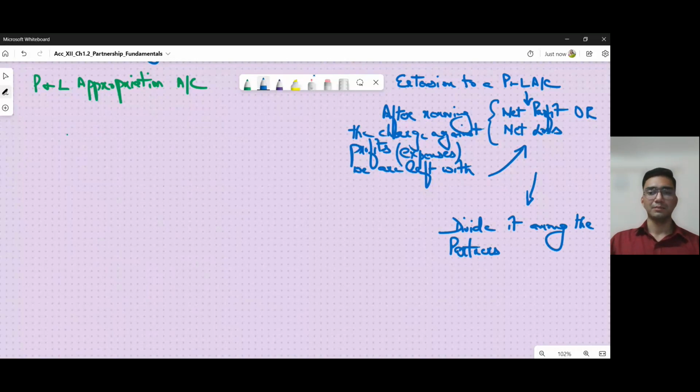Now, when you divide this among the partners, there could be situations where you are also giving salary to certain partners. You are also charging interest on the drawings that are done by the partners, or you're giving interest on the capital.